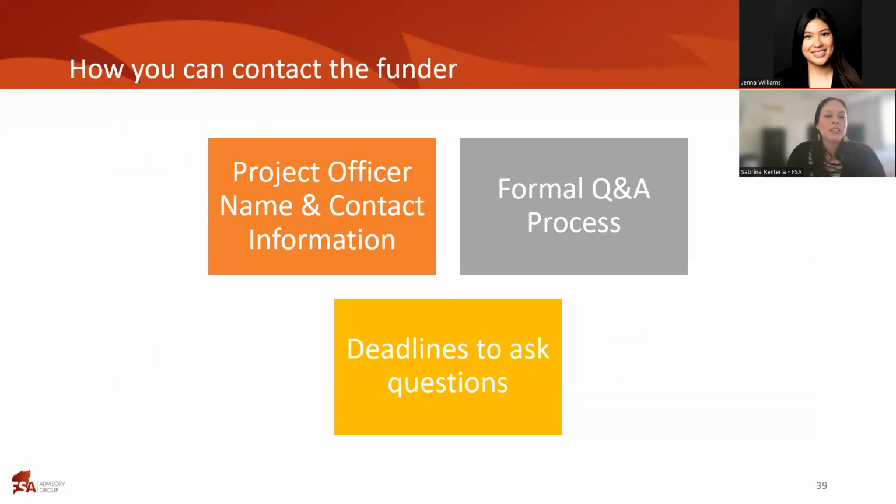Last but not least, it'll tell you how to contact the funder. Some notice of funding opportunities will say, go ahead, call your project officer if you have any questions. They can help you with the application. Here's their name and contact information. Some grant opportunities say, no, you can't do that. It's not allowed. We have to go through a formal Q&A process. They'll give you the tools to make that happen. And then they'll also give you deadlines to ask questions.